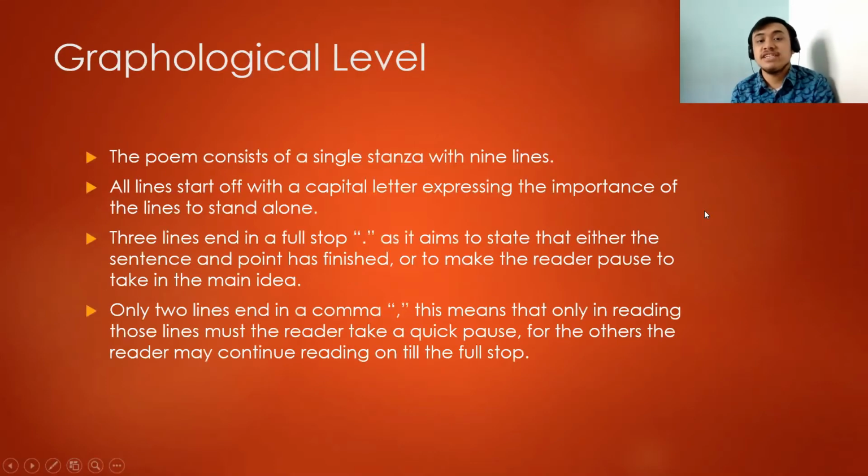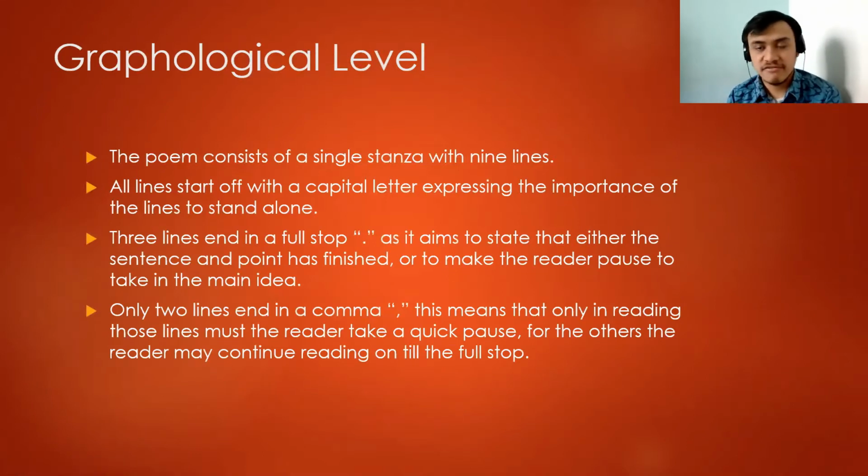Continuing on, the first is the graphological level. The graphological level analyzes how the poem is written, not the words, not the figures of speech, not the sounds, it's just how it was written. How many full stops does it have? How many commas? How many colons? How many semicolons? How many lines? As you can see in this poem, Fire and Ice, it's a single stanza, 9 lines.